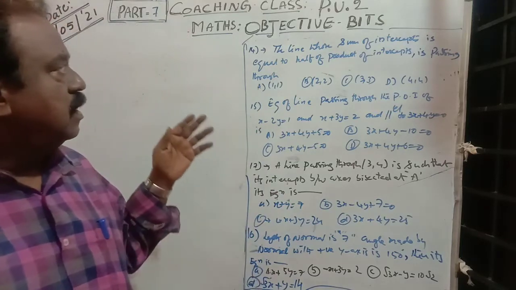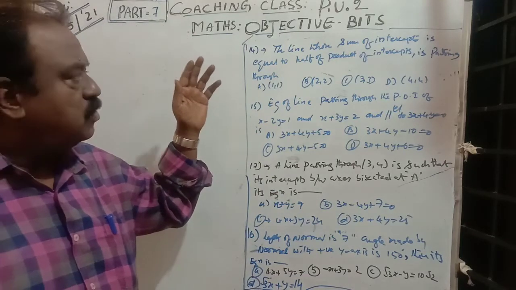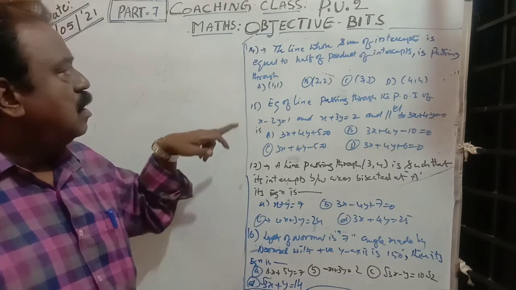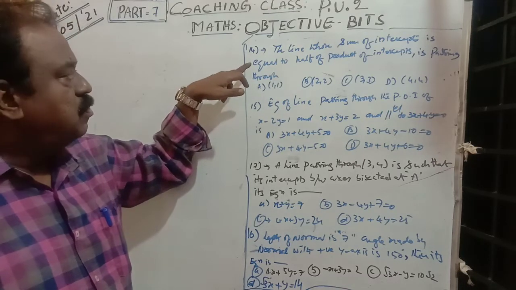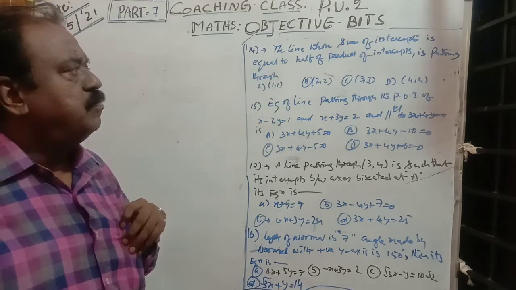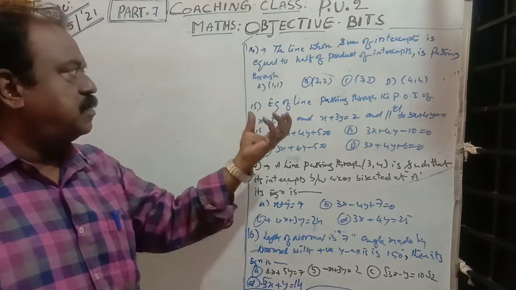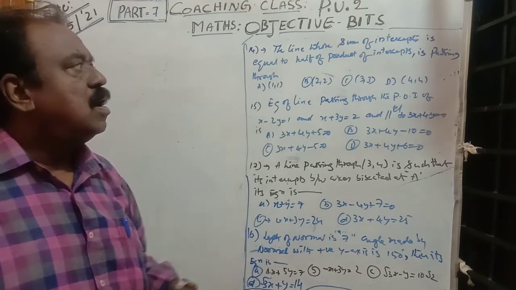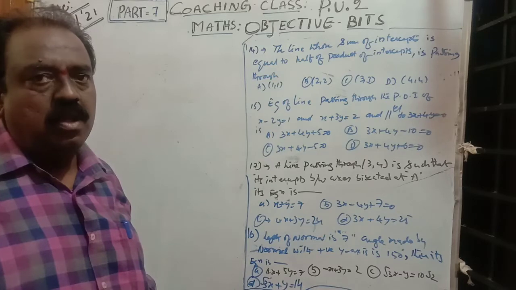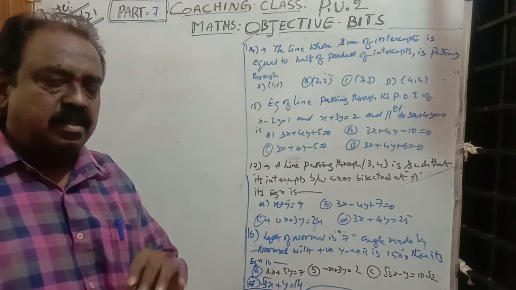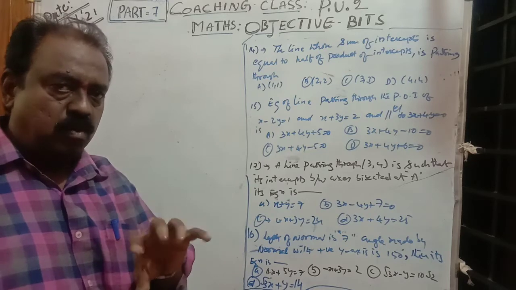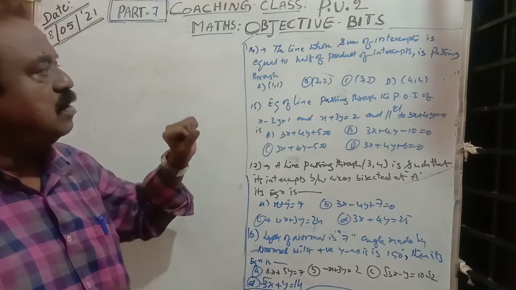And we are in the objective bits, that is already 13 problems over. Now we will start the 14th problem. A line whose sum of intercepts is equal to half of product of intercepts. Already I sent that bunch of 30 problems, bunch of papers, including 13 objective bits are there.